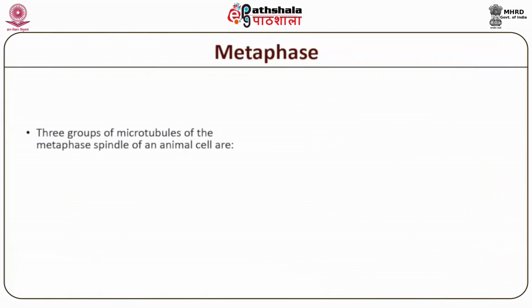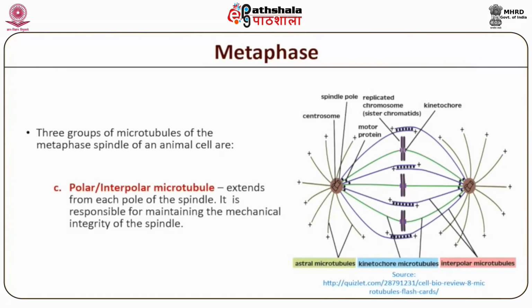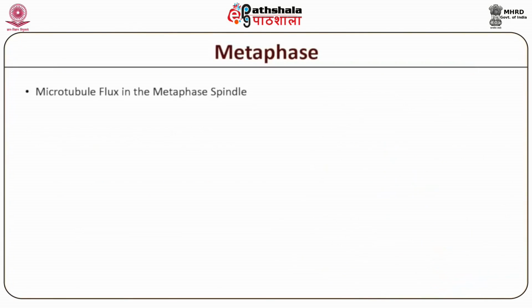The third type of microtubules, that is polar microtubules, also called interpolar microtubules, maintains the mechanical integrity of the spindle. Even though the microtubules appear stationary at this stage, injection of fluorescently labeled tubulin subunits indicates that the components of the spindles are in a dynamic state of flux.